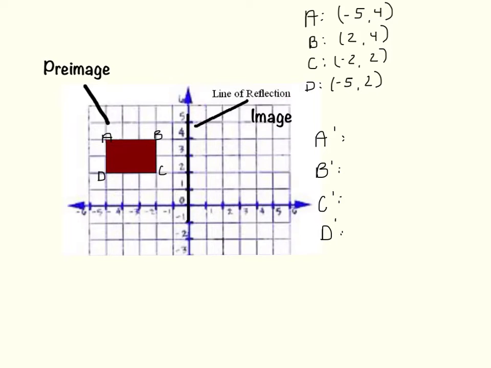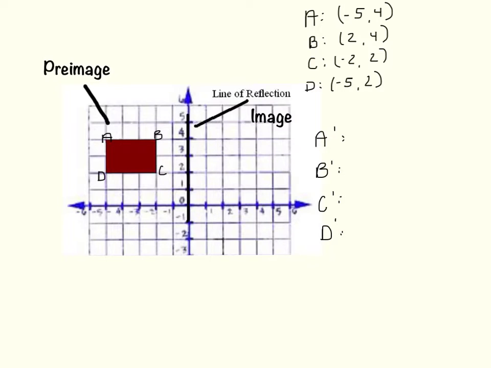Okay, so now we're going to draw the image on this side because it's being reflected over the y-axis. First I'd like you to note that over here are the coordinates of the pre-image, and now these are the coordinates of the image. And notice I have a little apostrophe here. That's telling us that this is the image, not the pre-image. So it went from A, B, C, D to A prime, B prime, C prime, D prime.